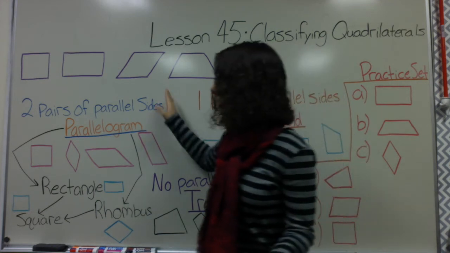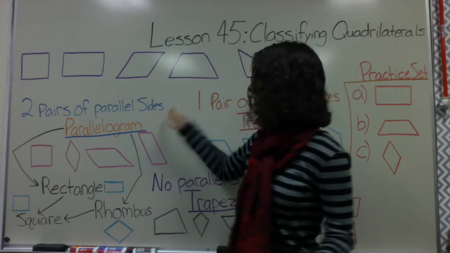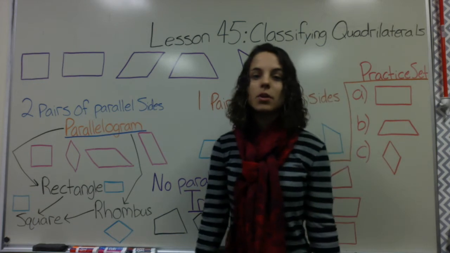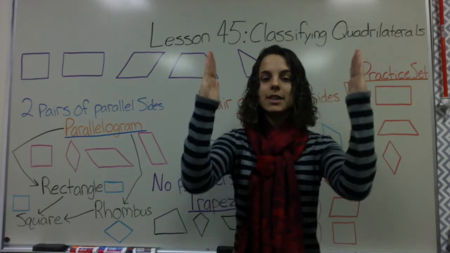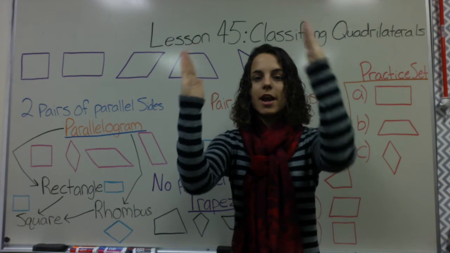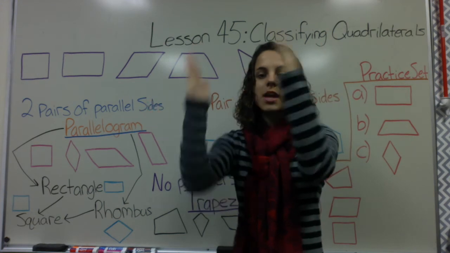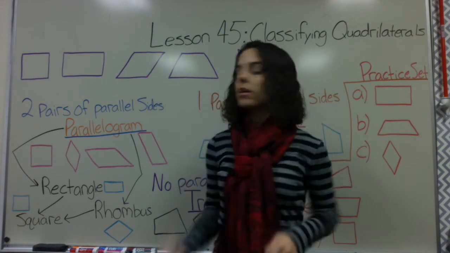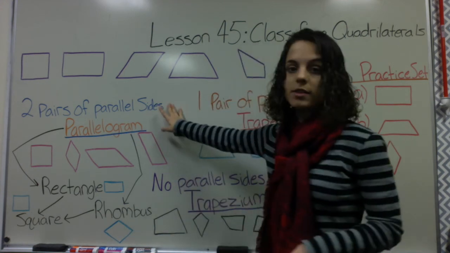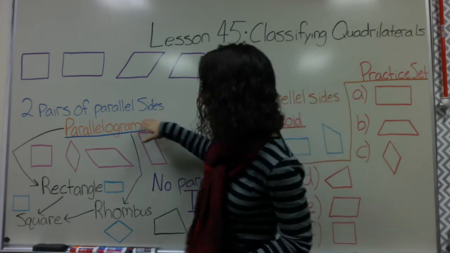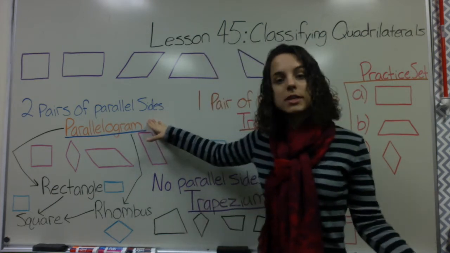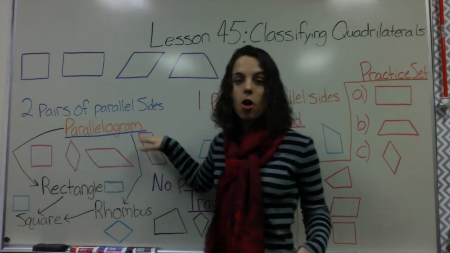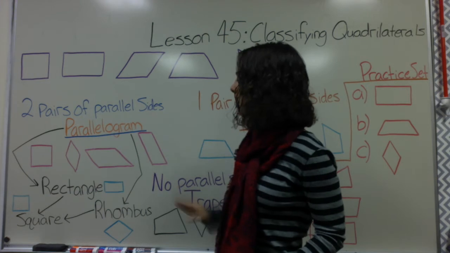Parallel sides: we have quadrilaterals with two pairs of parallel sides, one pair of parallel sides, and no pair of parallel sides. Remember, parallel means that they stay the same distance apart and they never intersect. So they can be oblique, vertical, or even horizontal. That would be parallel. So if it has two pairs of parallel sides, then it's a parallelogram. That one's pretty simple. If you hear the word parallelogram, you're going to have pretty much all parallel because it's two pairs of parallel sides.